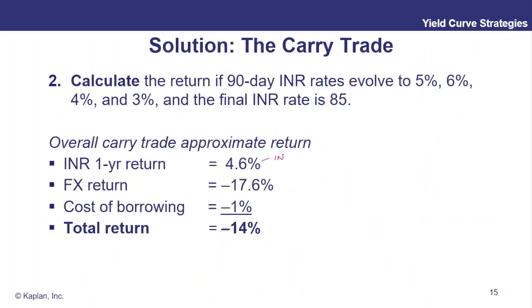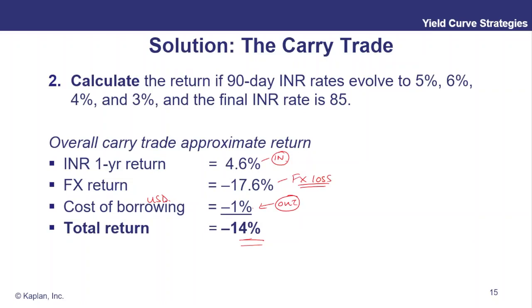So in comes the high deposit interest rate. There's the FX loss of 17.6%, and we also need to fund the US dollar position. We've borrowed in US dollars, which cost us 1%. So we've lost a total here of 14%, which is a good example of how when the high interest rate currency weakens, you can lose a lot of money.